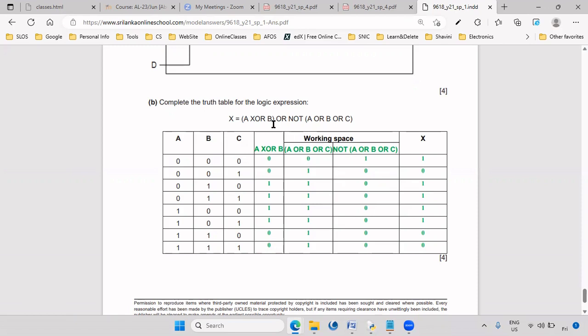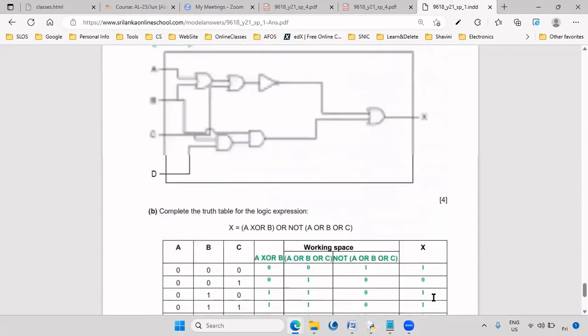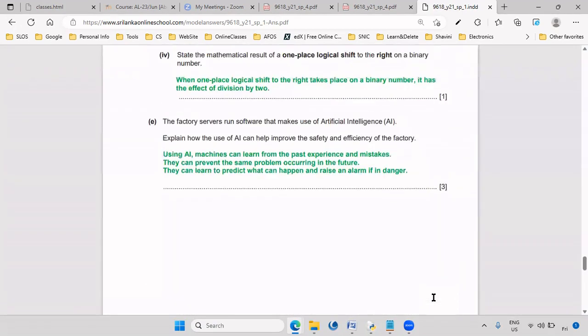Then what is the final one? A XOR B, that is this, OR this. So 0 OR 1 is 1, 0, 0, 0, 1, 1, 1, 1, 0, 1. Yeah, 0 OR 0 is 0. All the others except this are 1s. So that is the end of paper 1.